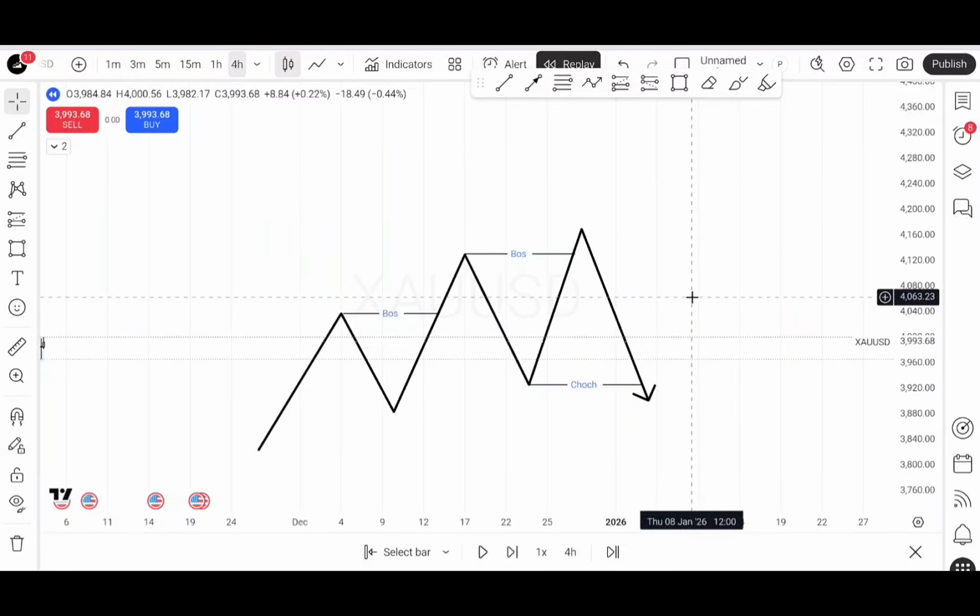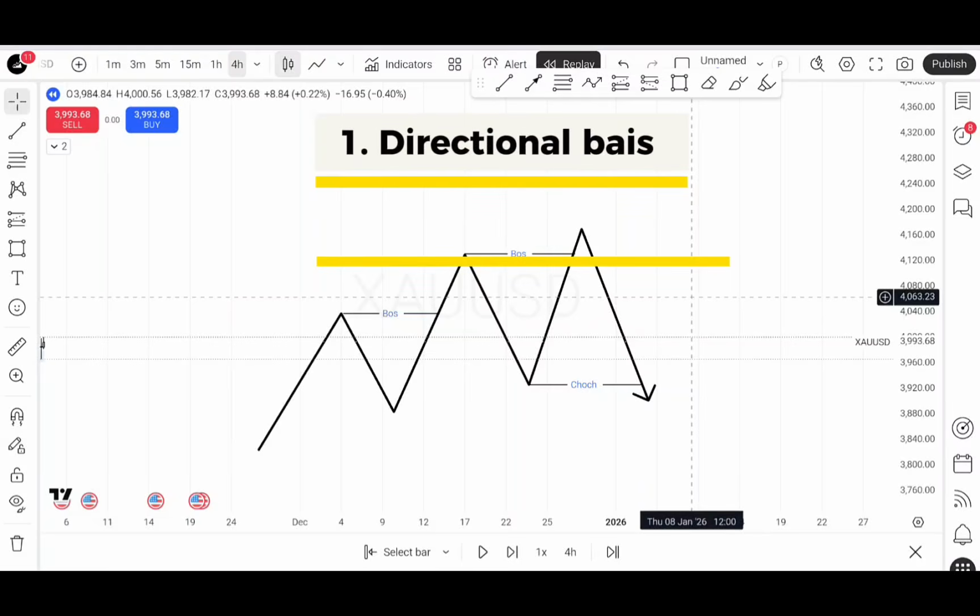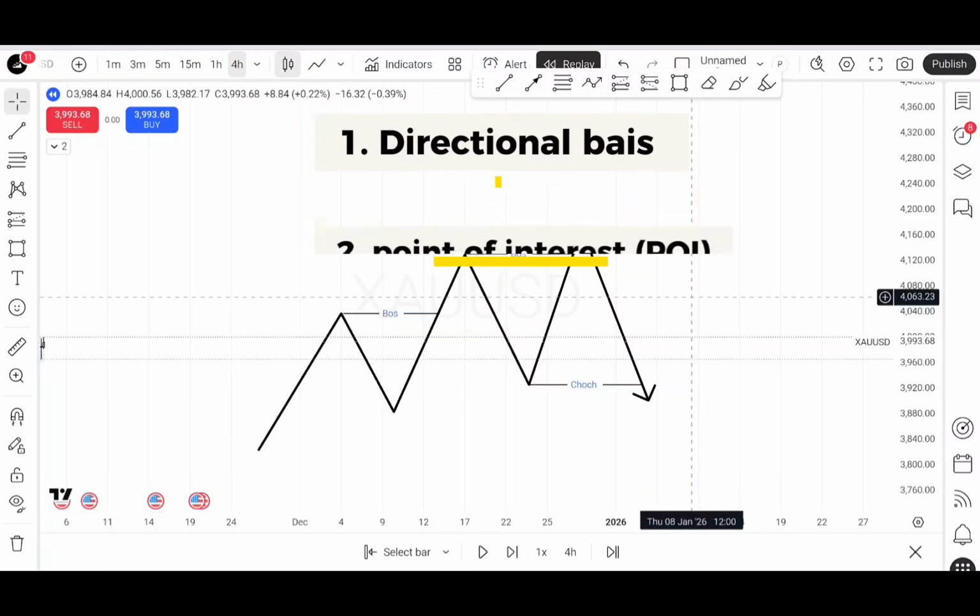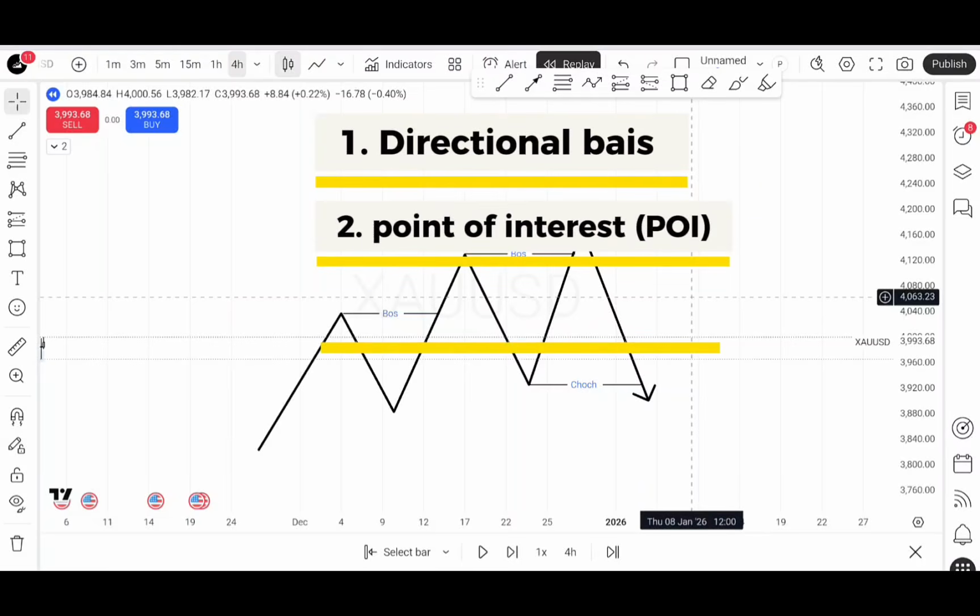So I'm going to be introducing a new concept into my three concepts that I have always given you in my video. It has always been three, but today I'm going to introduce a unique concept. Firstly, I will take you on directional bias. Secondly, I'm going to take you on point of interest, the point which you are ready to buy or sell from. Thirdly, I'm going to take you on liquidity concept.